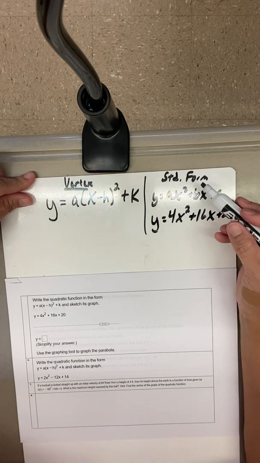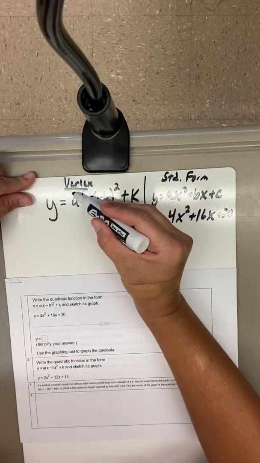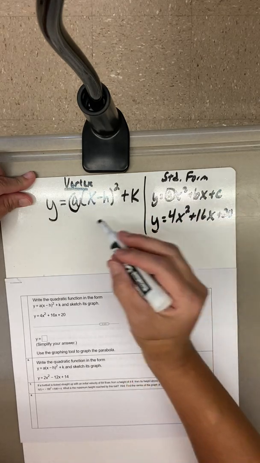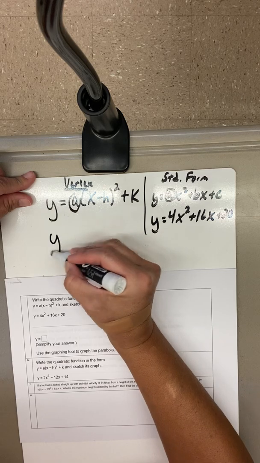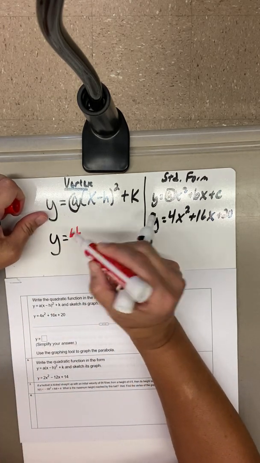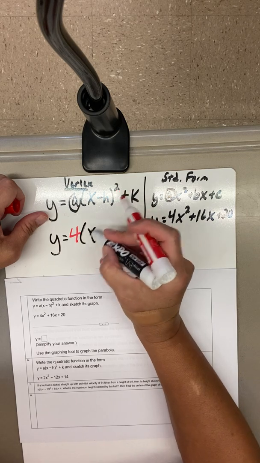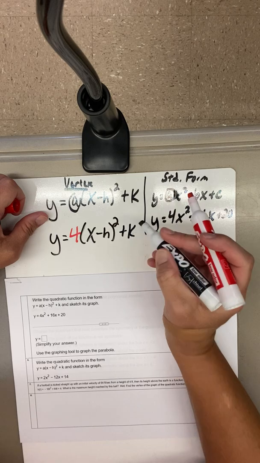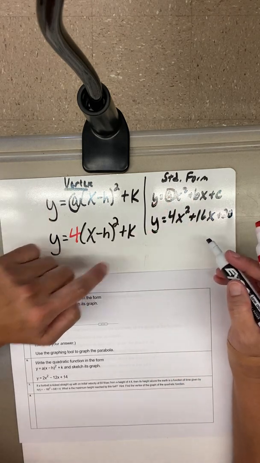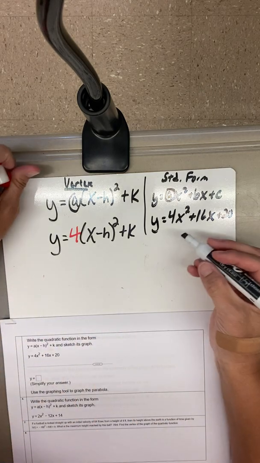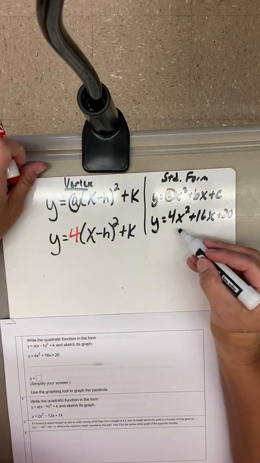Now, here's the deal. Remember, your leader is always your leader. So we already know that there's going to be a 4 here. So we got part of the problem done. And it's positive, so I know it's going to open up. Now we have to find the vertex, the h and the k. So we're going to use that formula that we did on number 1. We're going to find the x value of the vertex first.